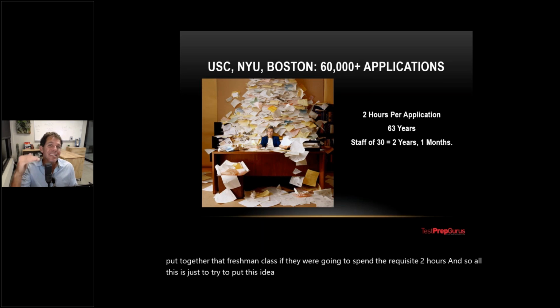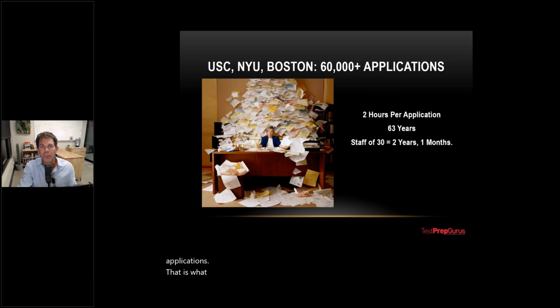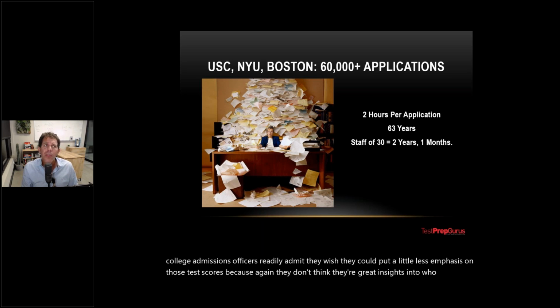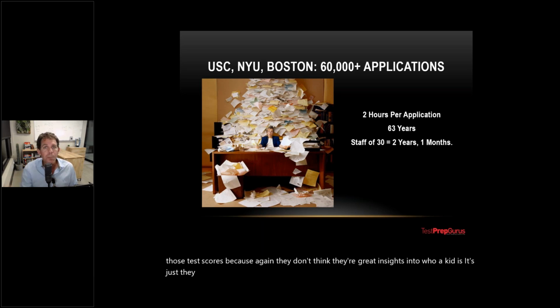When you get to these levels, these numbers of applications, that is what is pushing more and more emphasis onto SAT and ACT, even though a number of college admissions officers readily admit they wish they could put a little less emphasis on those test scores, because again, they don't think they're great insights into who a kid is. They want it to be one tool amongst many to look at each individual student.